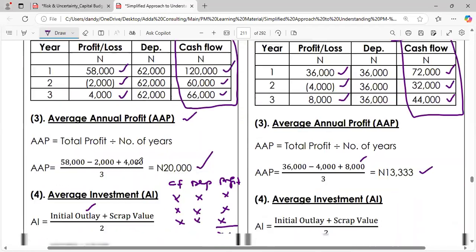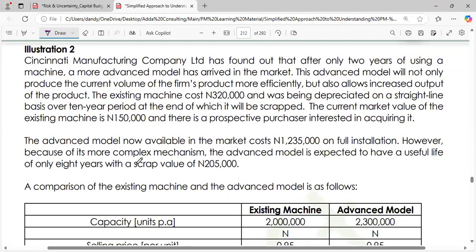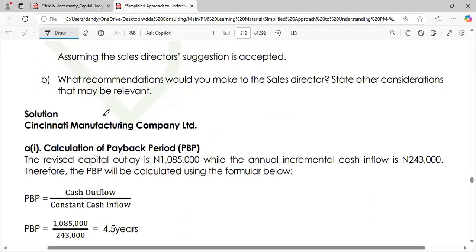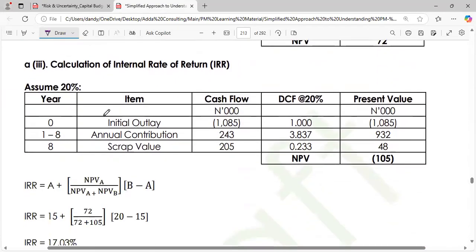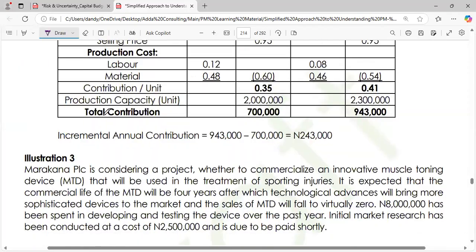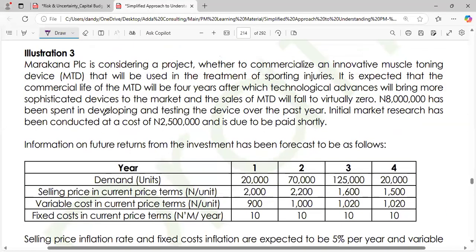For those of you that have the ebook, you can go ahead and solve more. There are so many illustrations in the material. So this is Cincinnati. This is another scenario-based question. Check the solution, solve the question, practice the question, then check the solution. Particularly, illustration number 3, ensure you try it. Go and try this illustration number 3.